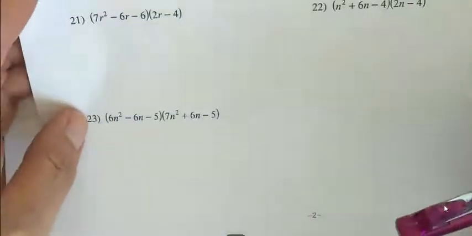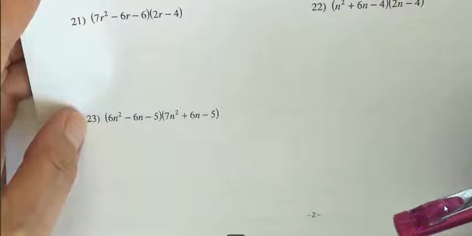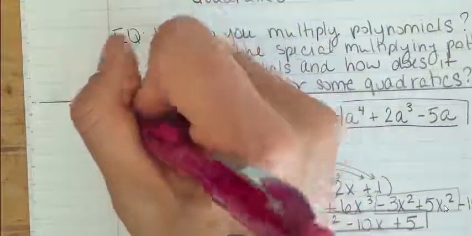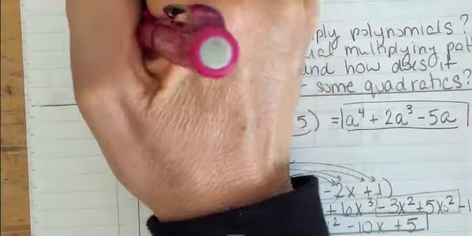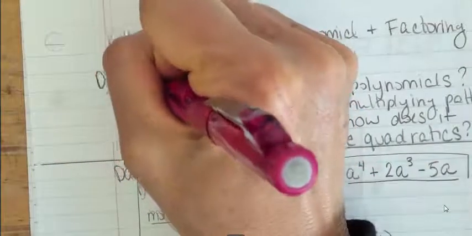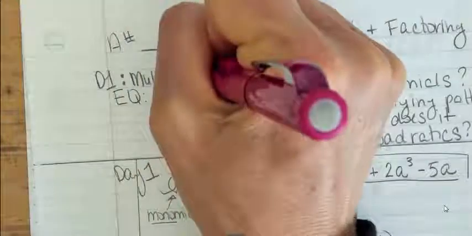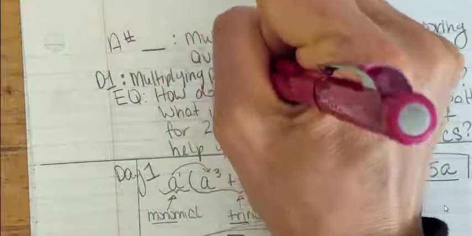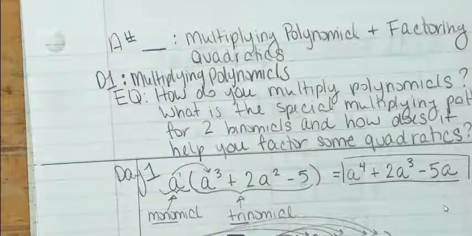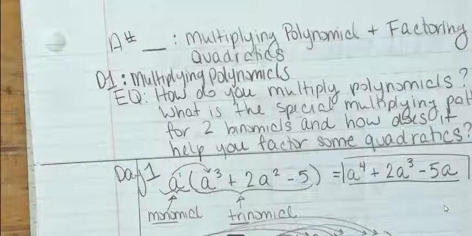You've also got a trinomial times a trinomial. Okay, so we'll make this day 1. So I think actually I'm going to go into our notes. I'm going to call this day 1. And so day 1's assignment is the multiplying polynomials. And then next time I see you, we will do the factoring. So the rest of this, the factoring quadratics, the rest of this assignment.